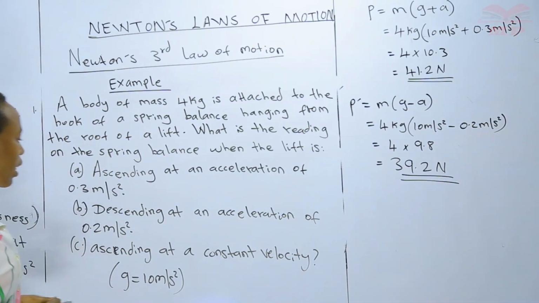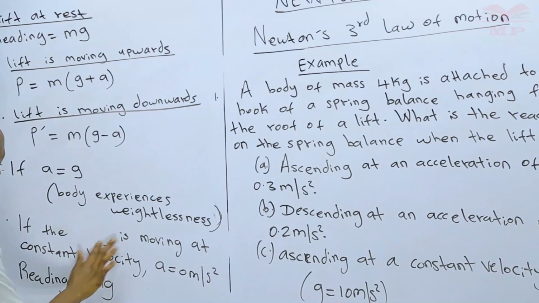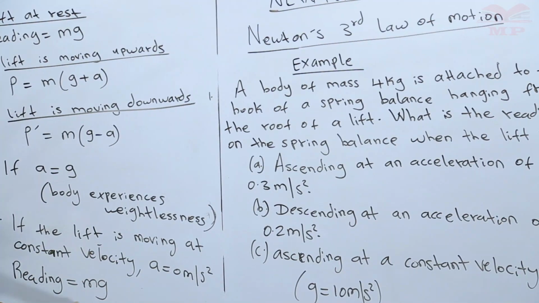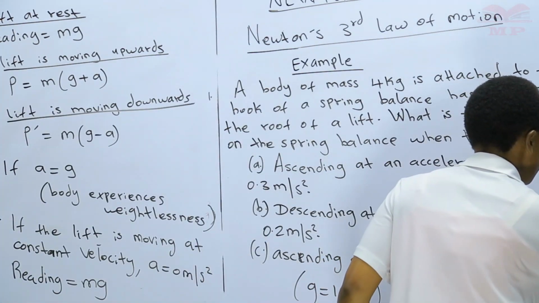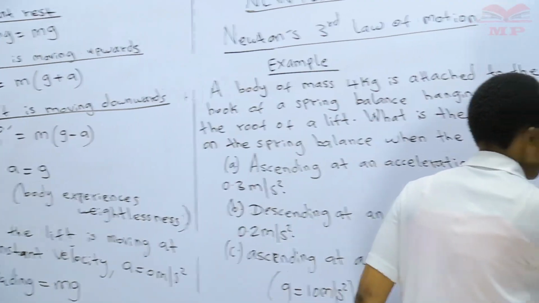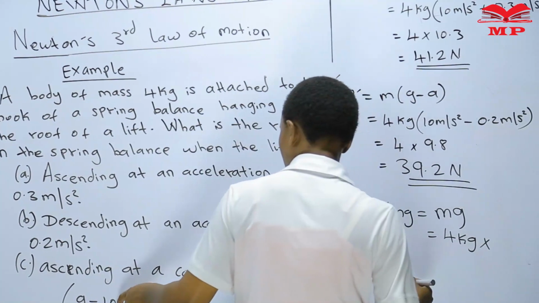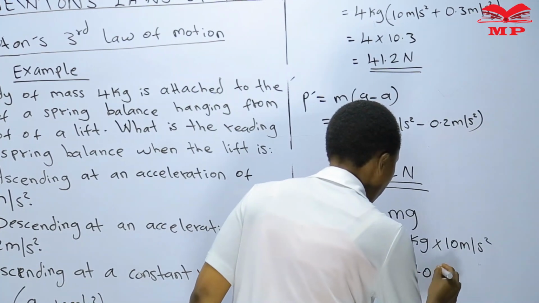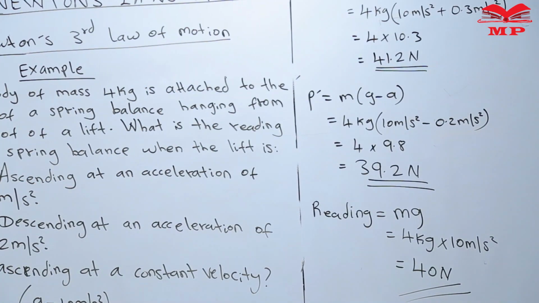Then we have ascending at a constant velocity. We have seen that when a lift is moving at a constant velocity, the reading will simply be the weight of that body, therefore simply mass times gravitational force. So we'll have 4 kilograms multiplied by the gravitational force, which is 10 meters per square second. We end up getting 40 newtons. That is when it is moving at a constant velocity.